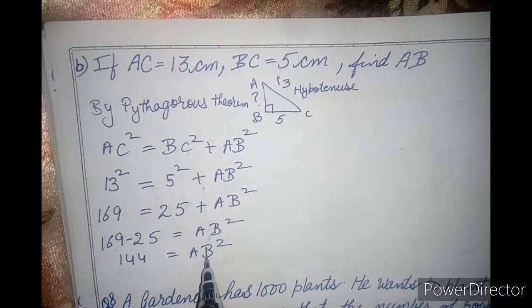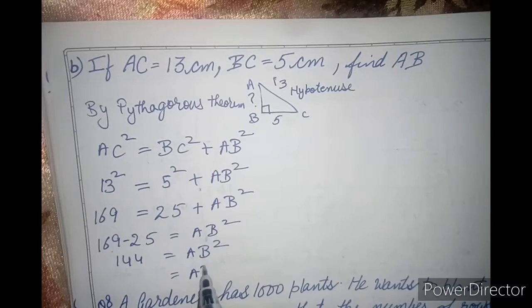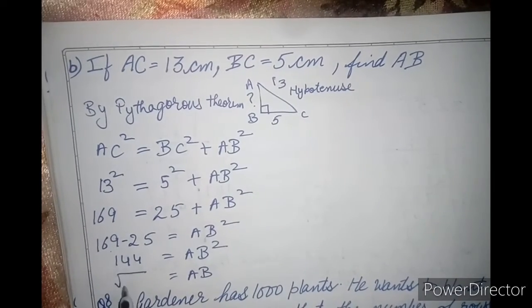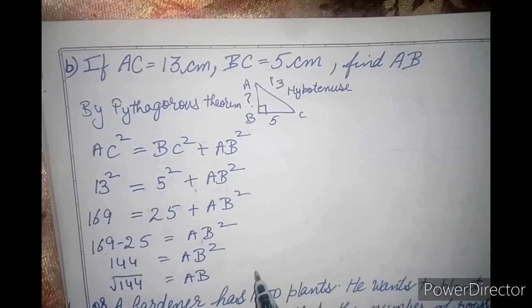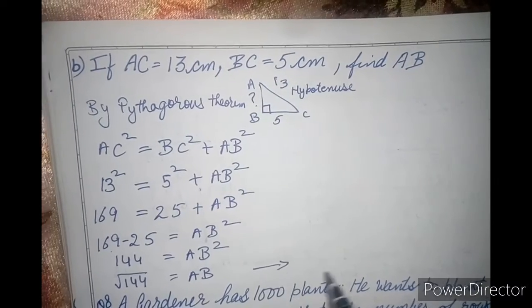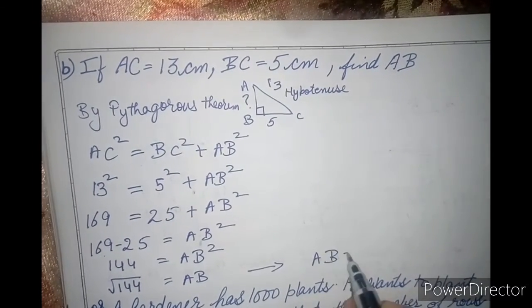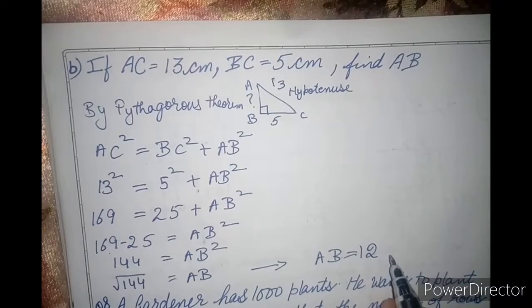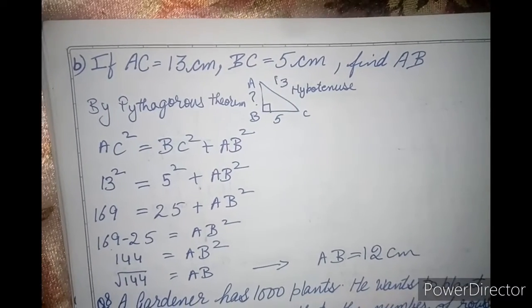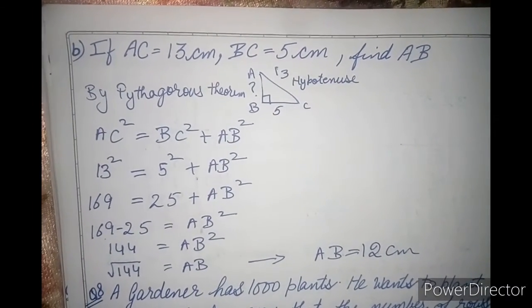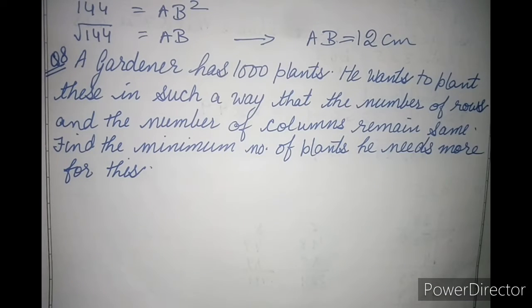But we have to find AB. So AB, this square will become square root. And I think you very well know that 144 is of 12. 12 12s are 144. So AB is equal to 12 centimeter.